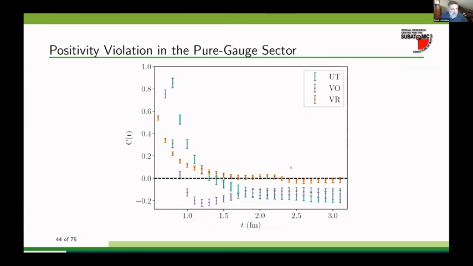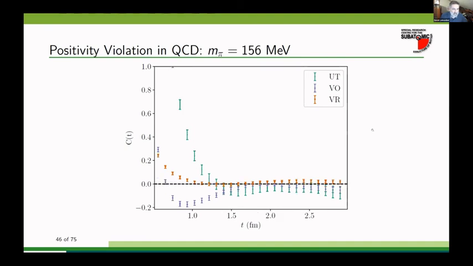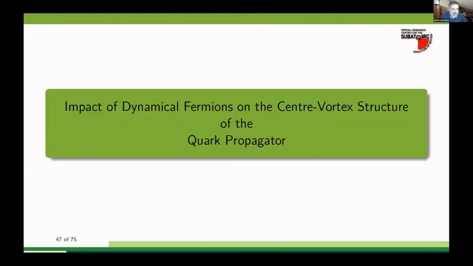And here's what we see. Because of time, let me jump straight to the 701 here. We do see in the untouched configurations that we have positivity violation, as we expect. But the interesting thing is the vortex removed configurations don't dip into the negative values, at least in a statistically significant fashion. So it admits the possibility that the vortex removed dressing function is just perturbative, and that the vortex only definitely picks up the positivity violation and confinement. So I think that's interesting. Similar thing for the lightest masses.